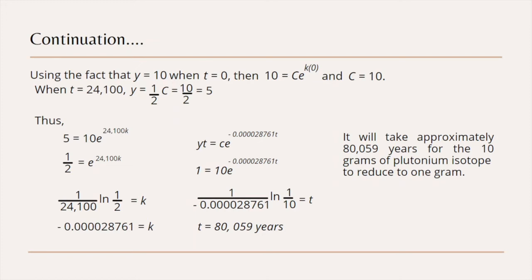Then 10 is equal to c e raised to k times 0, and c is equal to 10. We have t as 24,100 years, y equivalent to 1 half, and c equivalent to 5. After applying the formula, t must be approximately 80,059 years, and so it will take approximately 80,059 years for the 10 grams of plutonium isotope to reduce to 1.